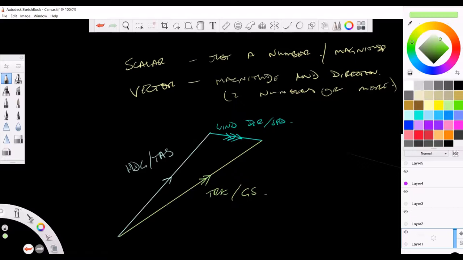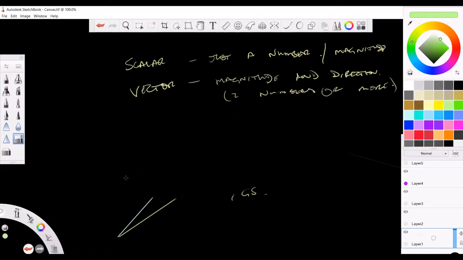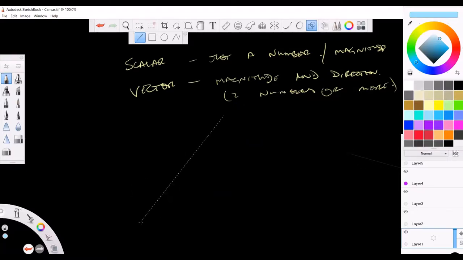That's not something we will really do, though. You'll mainly be adding. So that's the first thing we need to know about vectors, is that you can add them up and they go head to tail. The second thing, the only other thing you need to know about manipulating vectors mathematically, is that they can always be broken up into two components at 90 degrees to one another. And this is mainly relevant to principles of flight.